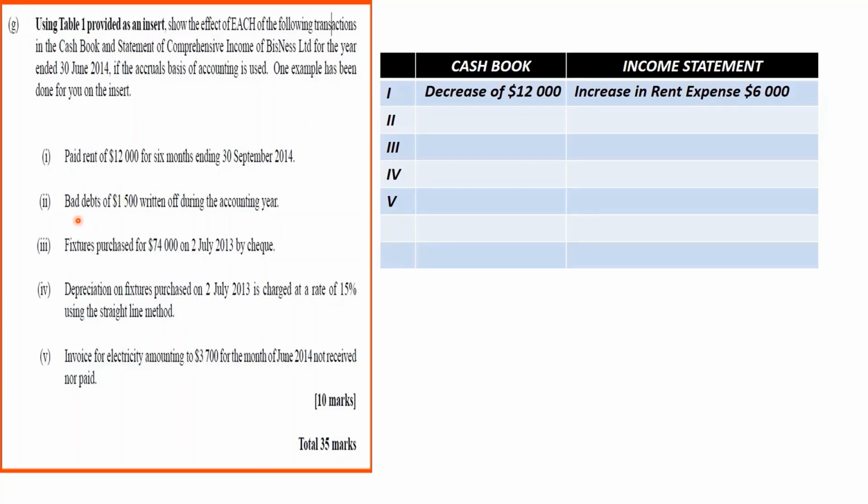Okay. The next item said bad debts 1,500 written off during the accounting year. So that will have no effect on the cash book because it does not involve either cash or checks. And on the income statement, we would have an increase in bad debt expense of 1,500.